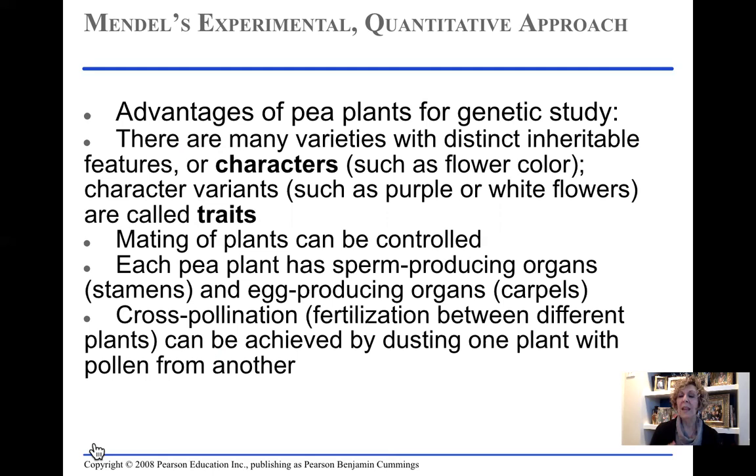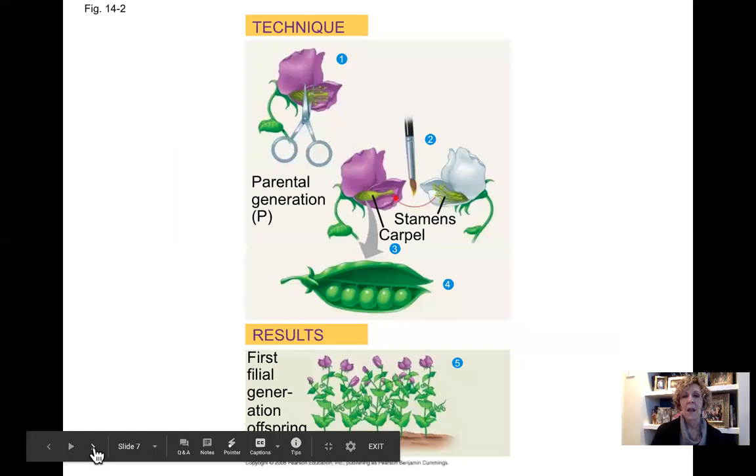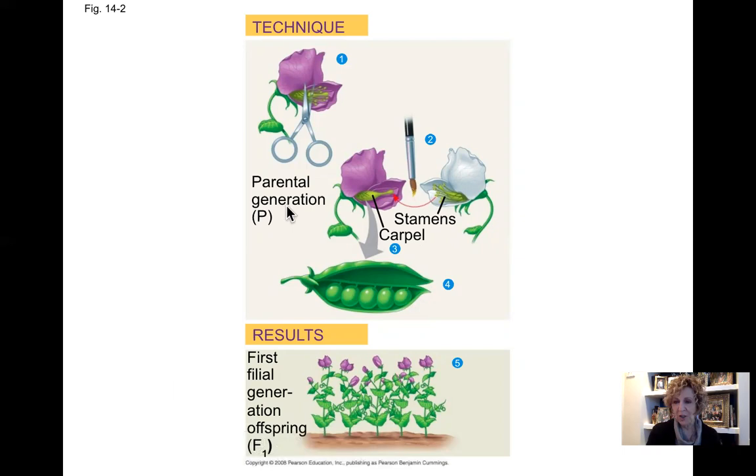He could control the mating of the plant because he would cut off, as we'll see, part of the male reproductive part of the plant, and then he could pollinate himself. And then he could cross-pollinate by taking fertilizations from one plant to another. And so what he did was he actually would take the parental generation, and he could actually cut off the male part of that.